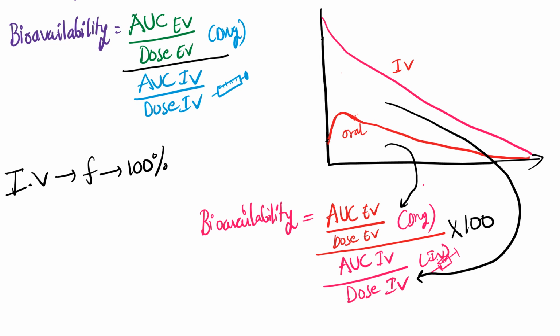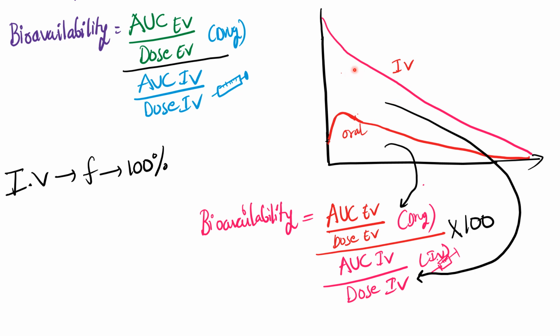So let's understand the bioavailability formula. This is when you give IV. Here we have taken time on the x-axis versus plasma concentration. When we give it through IV, it reaches maximum concentration in the blood. Slowly it decreases, it distributes, slowly it is metabolized, and slowly it is excreted. This is the area under the curve.